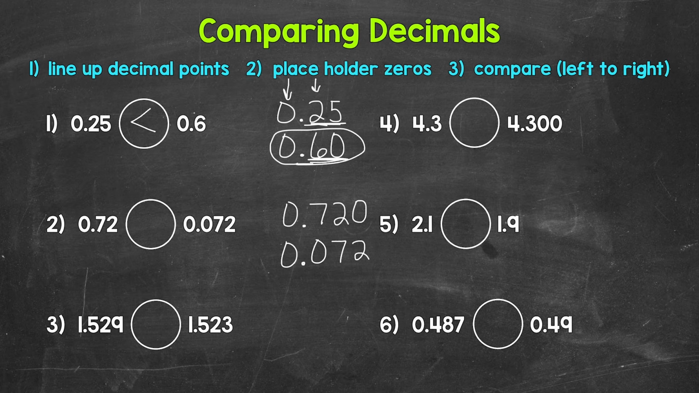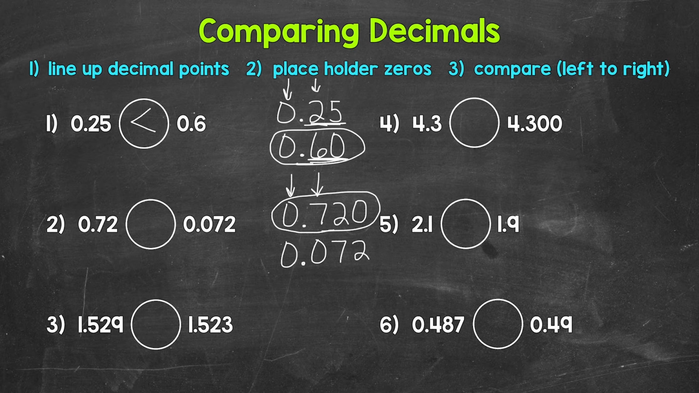So we are going digit by digit from left to right, starting with the greatest place value. So we are starting from the left. We have zeros in the ones place, so we don't have any whole numbers to compare. Let's move to the right to the tenths place. We have a 7 and a 0. 7 is greater than 0. So this is greater.